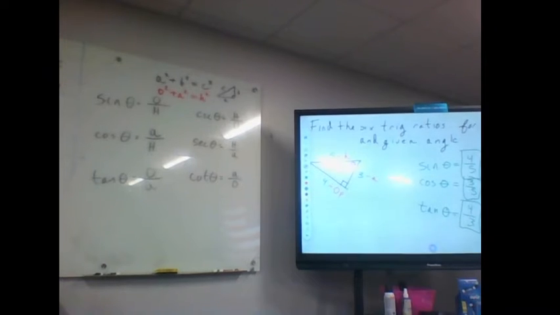So again, if the sine is 4 over 5, the cosecant will be 5 over 4. If the cosine is 3 over 5, the secant will be 5 over 3. Always the inverse, always the opposite. If the tangent is 4 over 3, the cotangent is its opposite, its inverse, 3 over 4. Providing a nice distinct relationship.